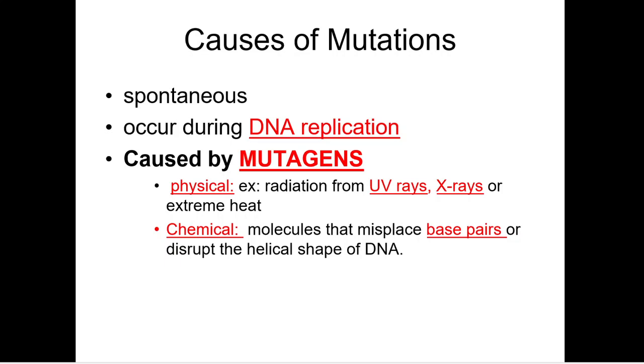And it could also be caused by what we call mutagens. So the physical mutagen could be like radiation from UV rays, X-rays, or extreme heat. So that's why we wear the lead when you get an X-ray, because it can actually cause a mutation in your DNA when it's exposed, okay? And chemical molecules that misplace base pairs or disrupt the helical shape of DNA.